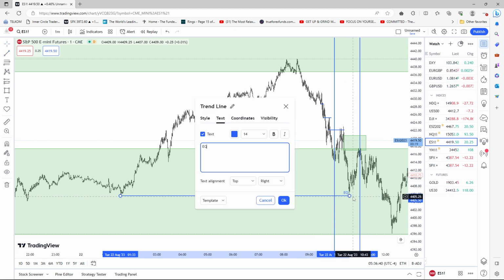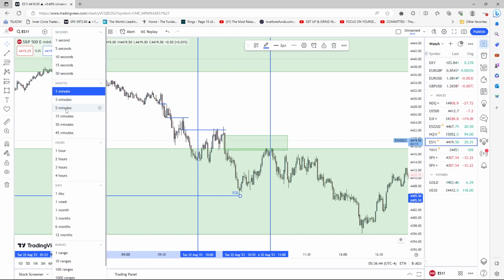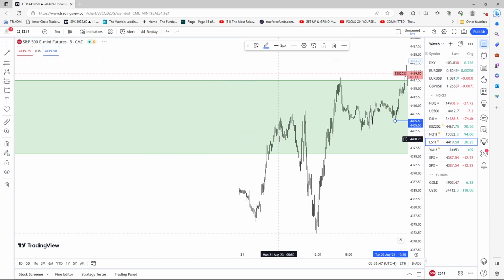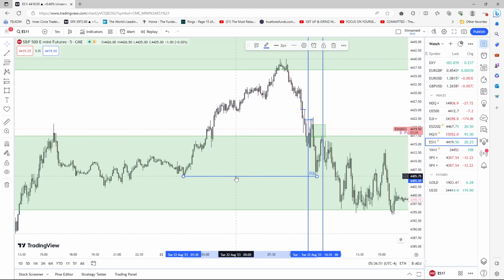Those are equal lows, equal lows. They can be used as a target. We can just go up to a 5-minute or a 15-minute just to get a better view of what is really going on inside of price action. We have equal lows sitting down in there, which are obvious.